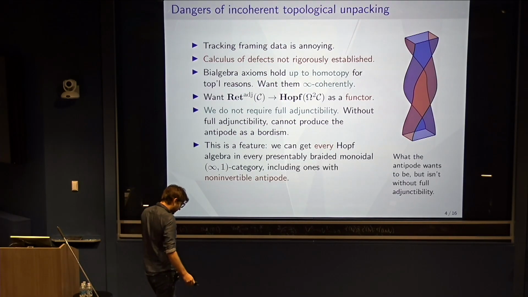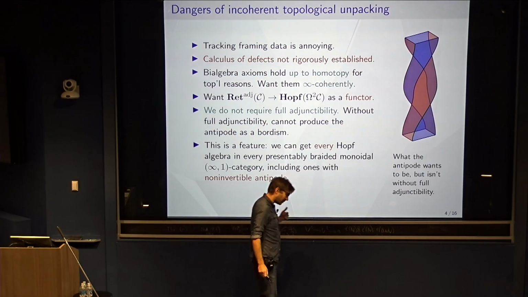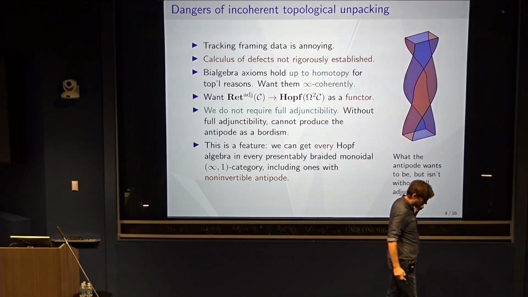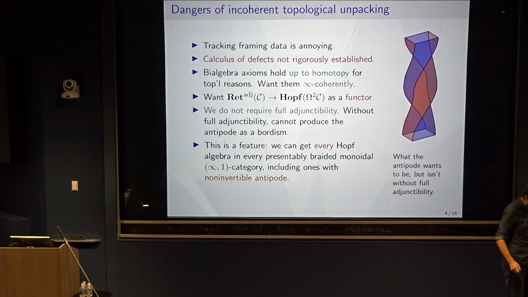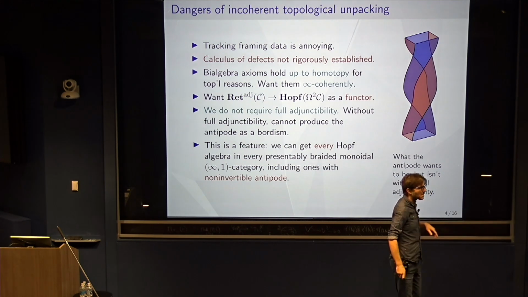And part of this is, I told you I can write down Hopf algebras using my theorem which don't have invertible antipode. If you have all of this manifold technology, here's the antipode for you. It's just the 180-degree twist on the square. Plus, you have to think a lot about what's going on with the framing data in that 180-degree twist, because it doesn't look framed.